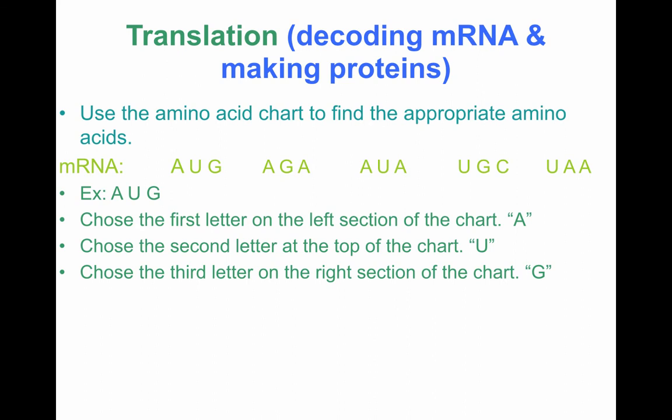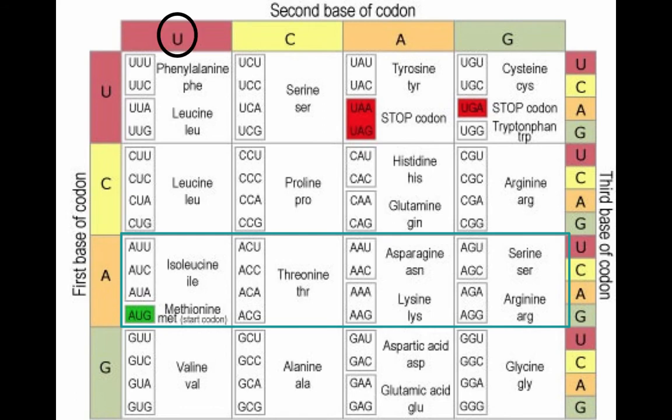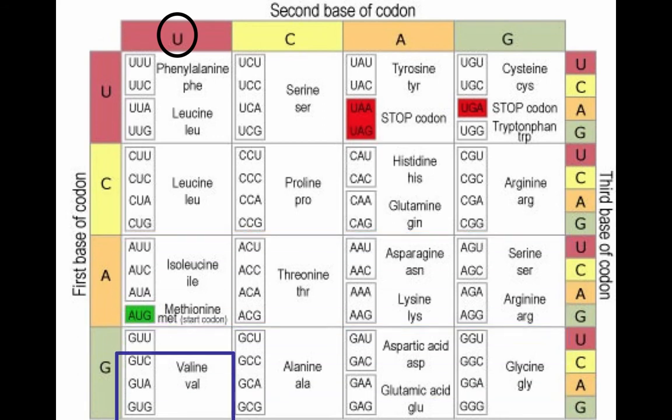Let's take a look at our chart and find AUG to find its appropriate amino acid. The mRNA we're trying to look for is AUG. The first letter of AUG can be found on the left side. Since A is in the third row, I will only focus on the green box. The second letter in AUG is U. I'll find U at the top of the chart. This will narrow down my search. Instead of looking at the green box, I can now focus on the blue box to find AUG.